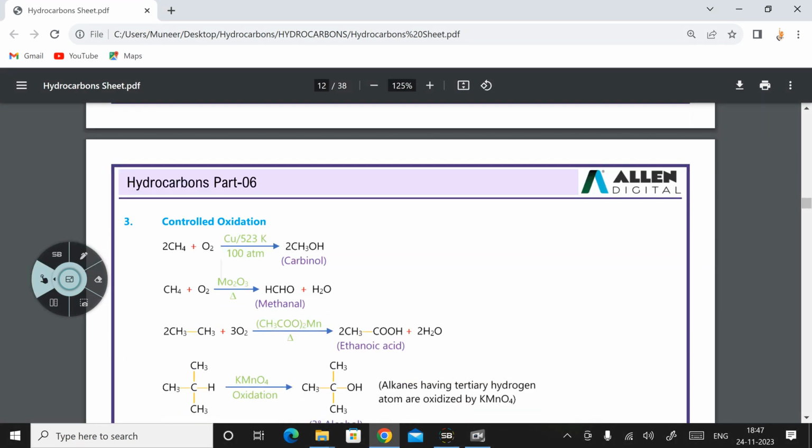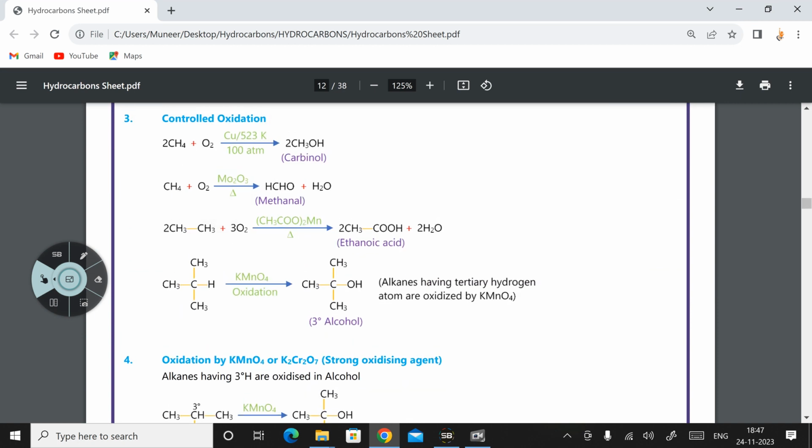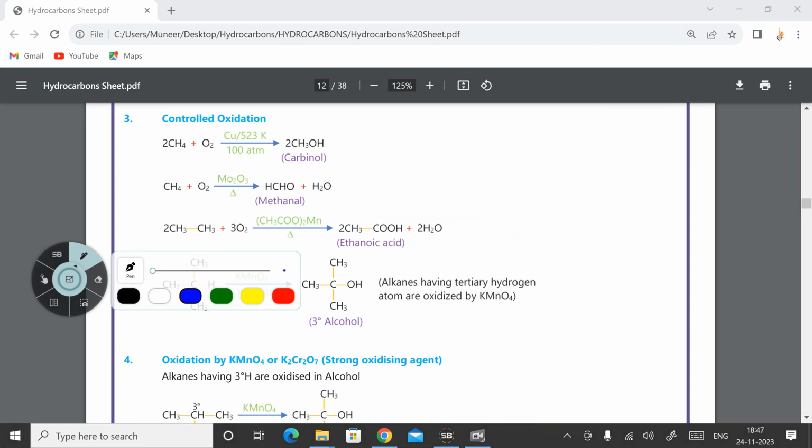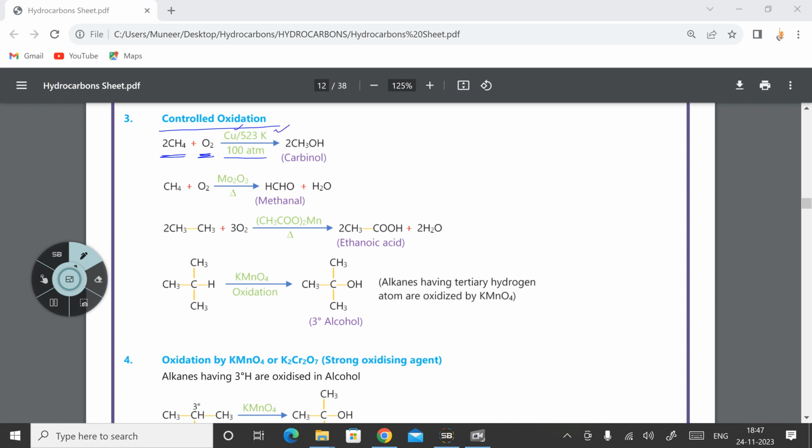Okay. Now here, controlled oxidation. Combustion is also oxidation, isn't it? Addition of oxygen is called oxidation. That is one type of oxidation, combustion with excess or limited supply of oxygen. Now this is controlled oxidation. When methane is treated with oxygen in the presence of copper catalyst at 523 kelvins and 100 atmospheric pressure, carbinol is formed.